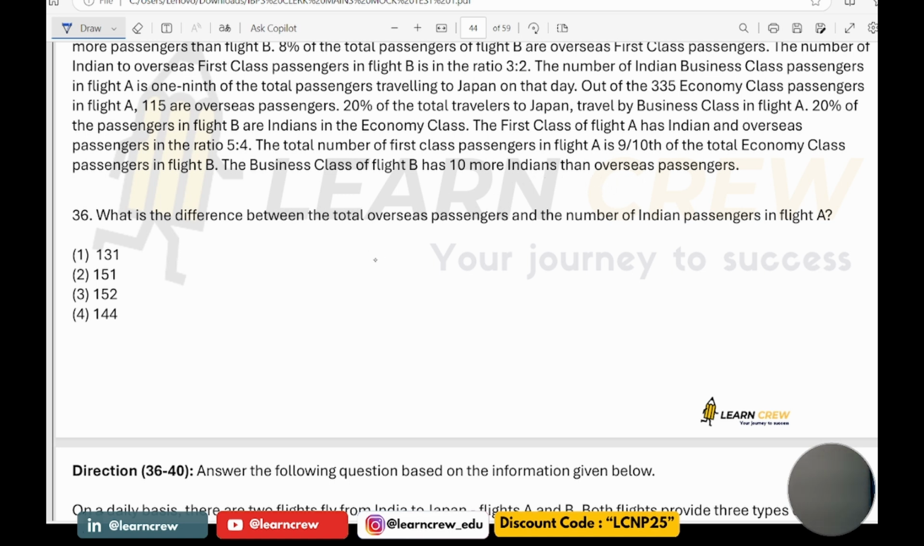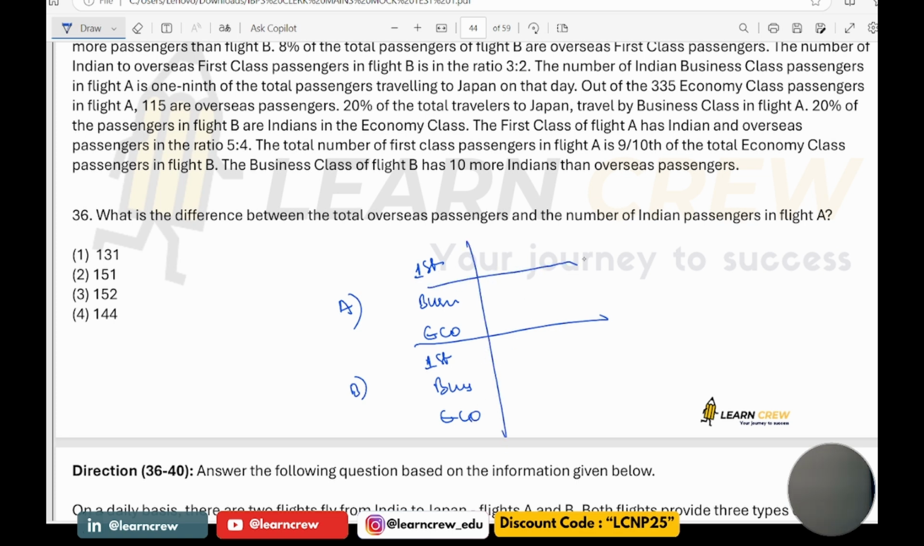So here we have flight A and flight B. Classes: first class is there, business class is there, economy is there. Same for A as well as B. In B also first class is there, business class is there, and economy is there. And again, in first class you have two categories, Indian and overseas.